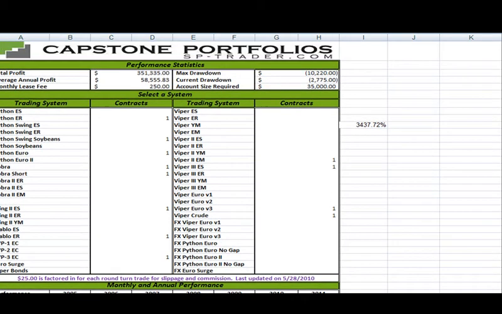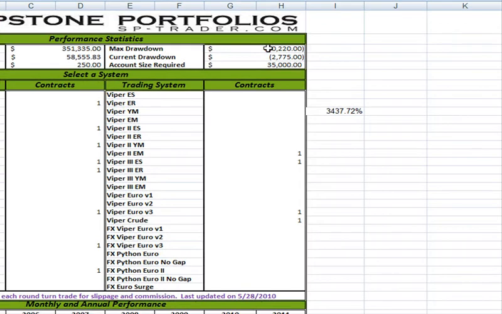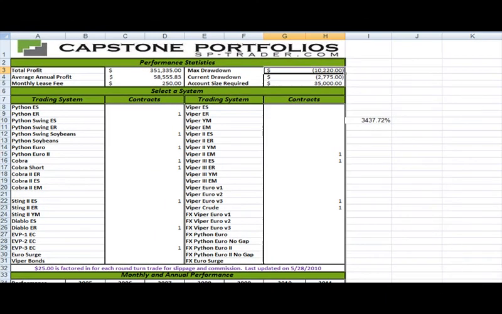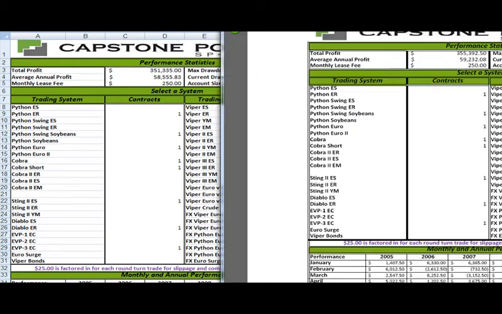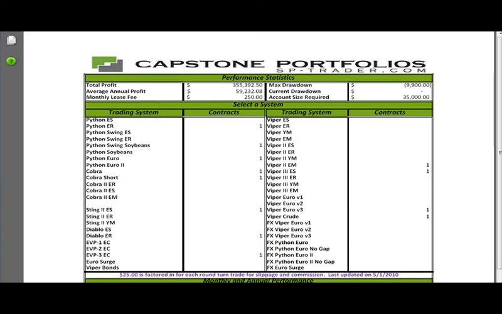Looking at the total results, 351,335 over a max drawdown of 10,220. This max drawdown is slightly different than last month. Sometimes TradeStation has data corrections, so we look back, reload all the data, and then calculate it out. There's a little bit of a difference here. Let's take a look at last month's report. Pull it in here onto the screen. The PDF on the website shows 355,392 and then 9,900 for a drawdown.